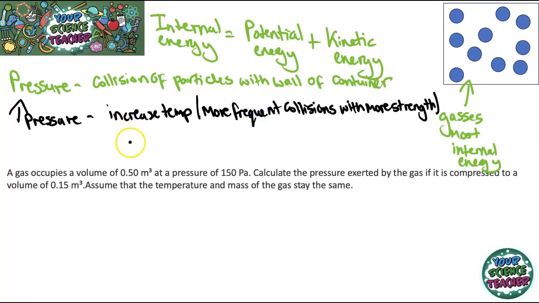The next thing I can do, which also involves internal energy, is increase the number of particles there is. The more particles you have, the more internal energy there will be. And if there are more particles, there'll be more frequent collisions with the walls of the container.